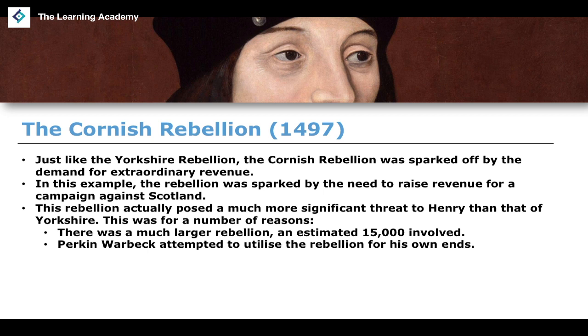The second reason was that Perkin Warbeck had attempted to utilise the rebellion for his own ends. Even though the vast majority of the people who were rebelling in 1497 weren't rebelling for dynastic reasons, but against the demand for extraordinary revenue, Perkin Warbeck came along and tried to make this an attempt to take the throne from Henry. So that's one of the reasons why this was a more significant threat to Henry than, for example, the Yorkshire Rebellion.